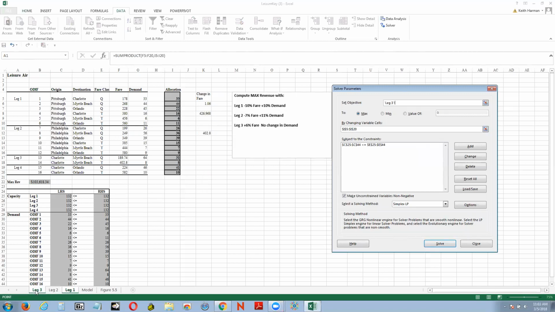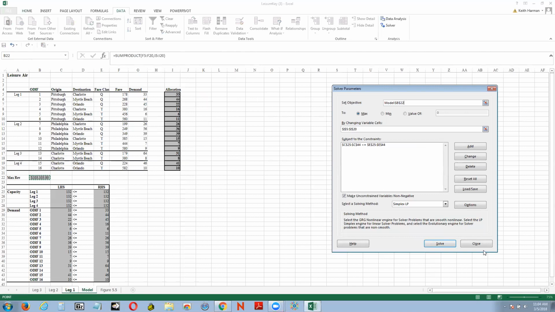And then we look at leg 3, and we assume a change in the fare with no change in demand. So what it looks like at this point is we could simply take that third option, change the fare on leg 3, leave the demand the same, and leave capacities the same, and we're in good shape. Now, we'll click on the model, and of course, that's the whole starting point for this, where we're at that maximized revenue.